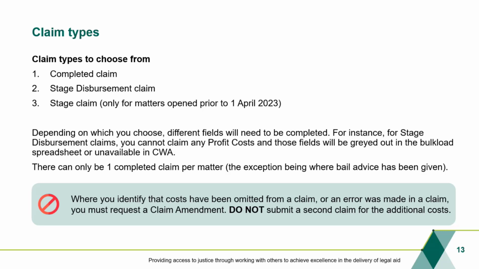It's worth noting that there should only be one completed claim per matter, the exception being where bail advice has been claimed, and you can claim separately for that from the substantive matter. It's important to remember that where you identify that costs have been omitted from a claim or an error is made with the claim, you must request a claim amendment. Do not submit a second claim for the additional costs, as that may trigger a second payment of a fee which is not actually due to you.